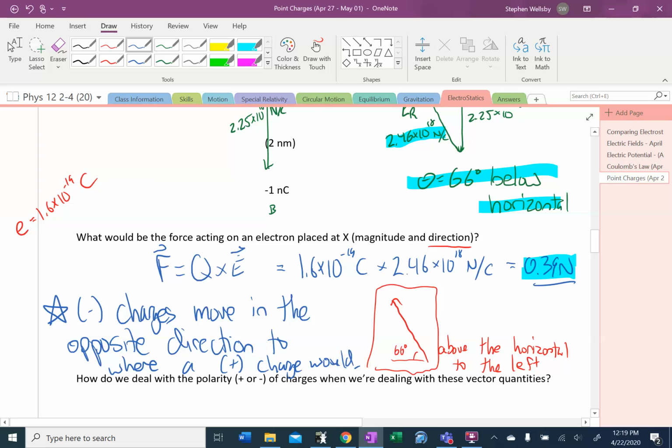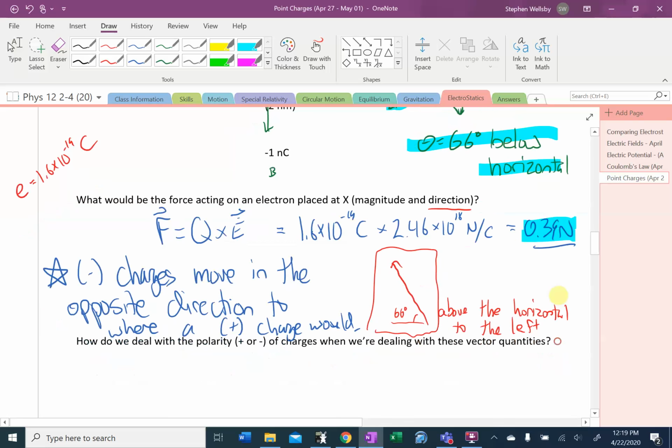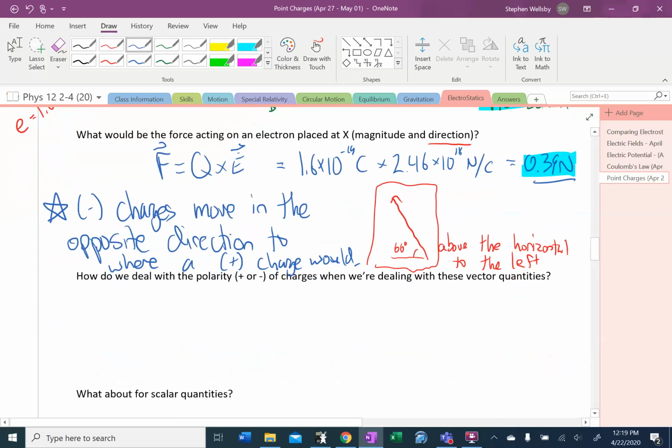Okay, so here's the question I have. So far in all these examples that we've done, including the last few weeks, how we've dealt with polarity when we're dealing with these vector quantities. So what I mean is when we have a formula like either kq over r squared, or F equals kq1q2 over r squared, in both of these cases here, we didn't really take into account the polarity. What I mean by that is the positive or negative aspect of the charge. We didn't really take that into account when we were doing our calculations, did we?